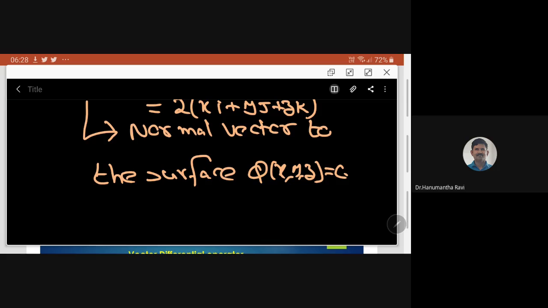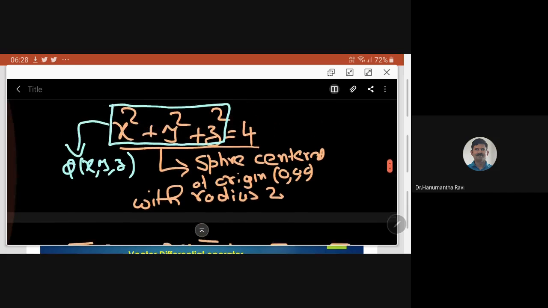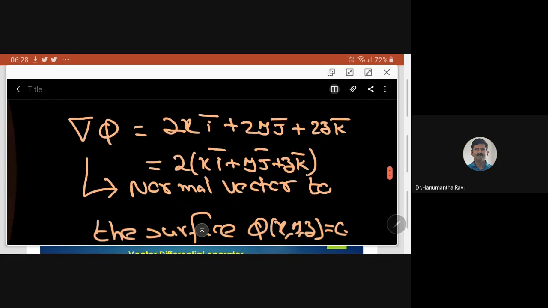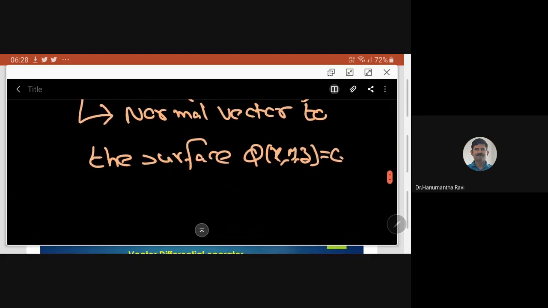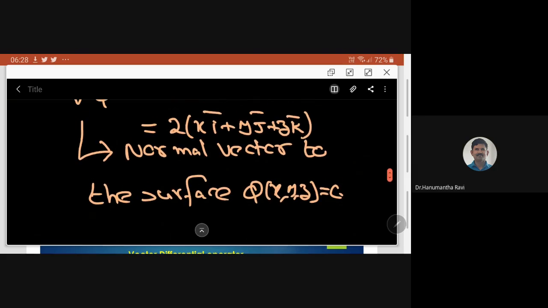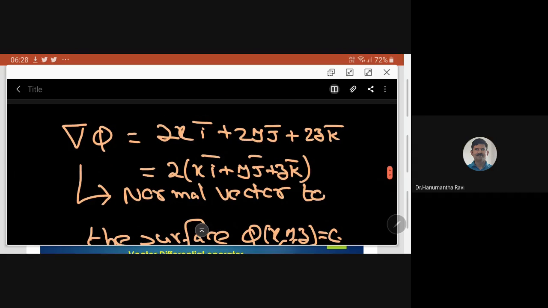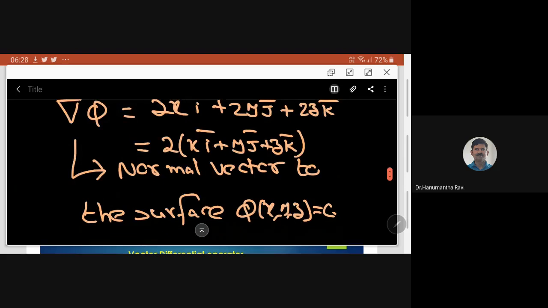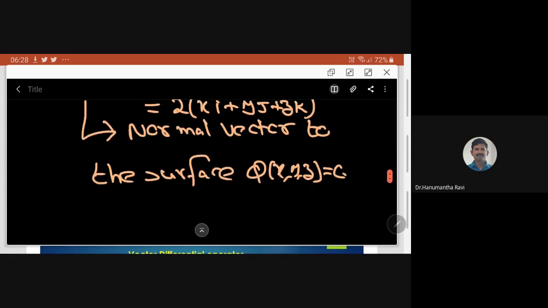So if you have a level surface phi of x, y, z is equal to c, like x square plus y square plus z square is equal to 4, then at any point x, y, z the normal is given by this one. If I want a unit normal, you need to know the norm of this. Norm means length.